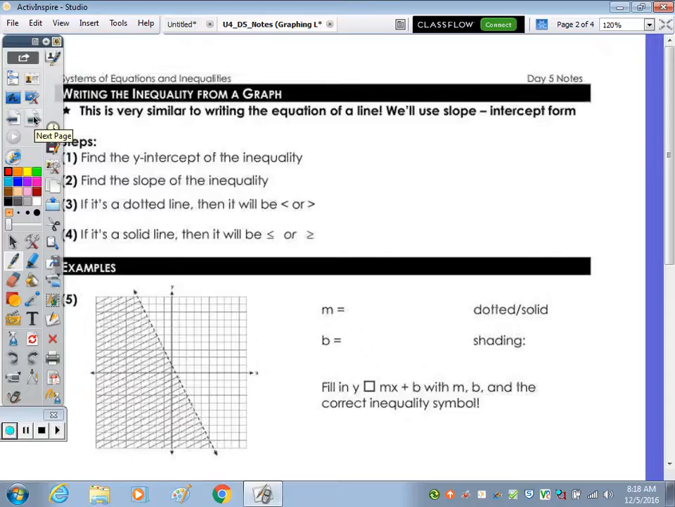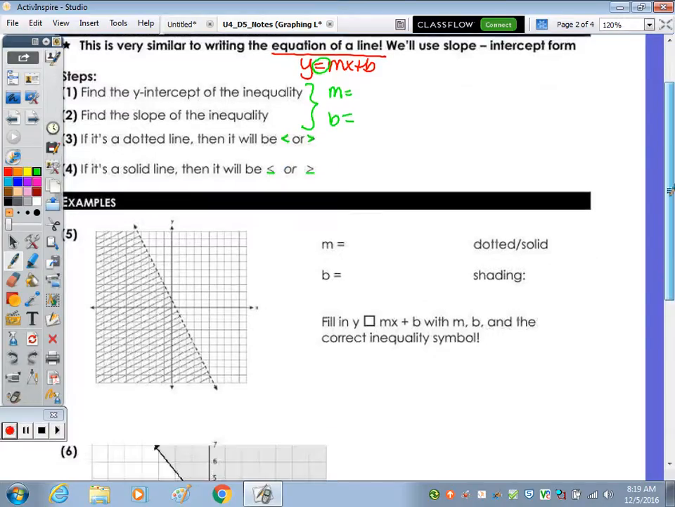On the back side, now we're going to be writing the inequality from a graph. And there's a star that says this is very similar to writing the equation of a line, which is in the form y equals mx plus b. It's just now our equal sign is going to be greater than or equal to, less than or equal to, or just greater than or less than. So the first thing we do is make note of our m and b. Okay, find the y-intercept, find the slope. If it's a dotted line, then it's going to have the less than or greater than, so no equal to. And if it's a solid line, it will have that equal to, because we are including all the points on that line. So let's take a look at the first example.